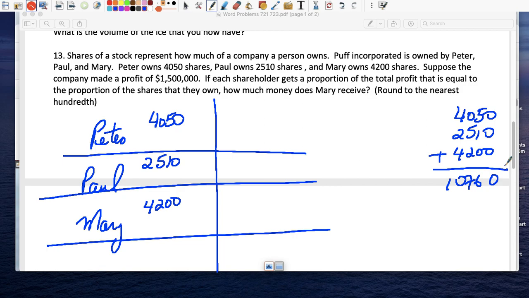So the company was broken up into 10,760 shares, of which Peter owns 4,050 out of a total of that. Paul owns 2,510 out of this, and Mary owns this. So obviously we can say that Mary owns a little bit more than everybody, Paul being the least. And that's a percentage, right? So if you actually took the time, and I'm going to cheat over here, just for this part.